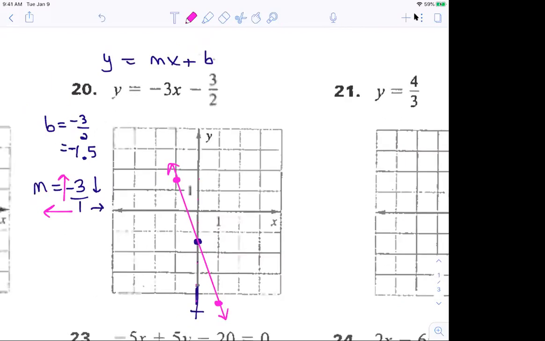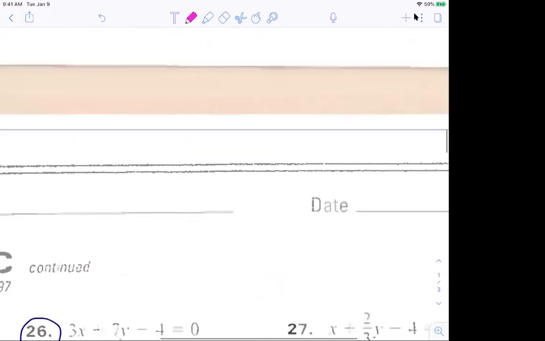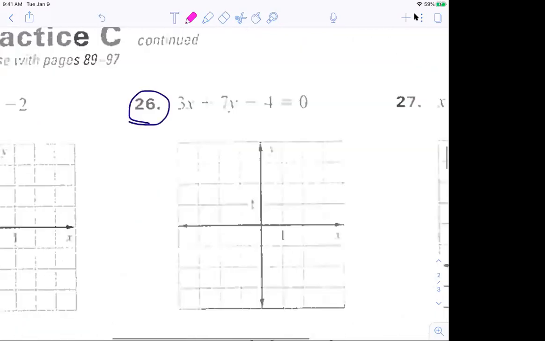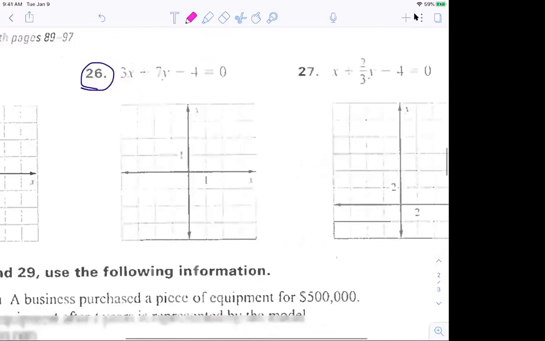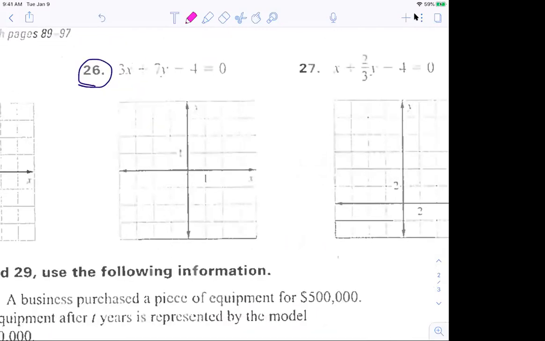All right, so looking at 26, this was a commonly asked question. So 26, we have 3x plus 7y minus 4 equals 0. And this one looks a little fuzzy, and I apologize for that. That's just the copying machine as it was scanning it. So here I see that we have 3, 7, and 4, and none of those are divisible by each other. They don't reduce nicely. And this is also very close to being in standard form.